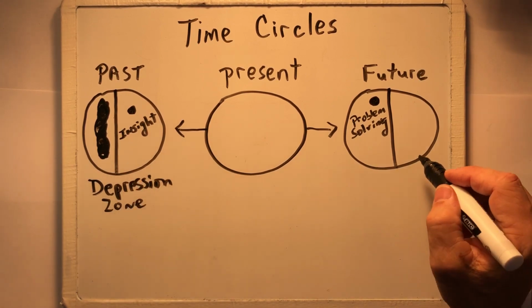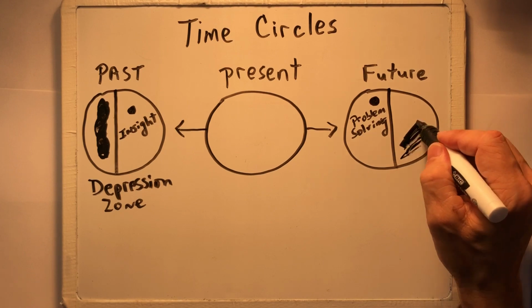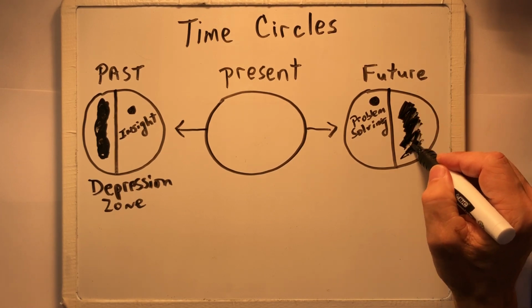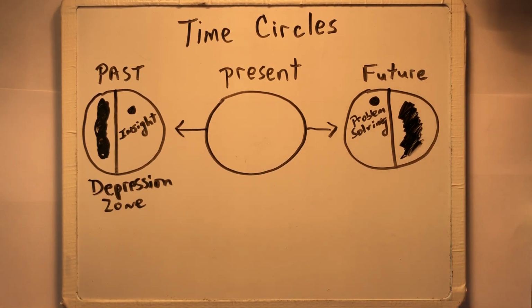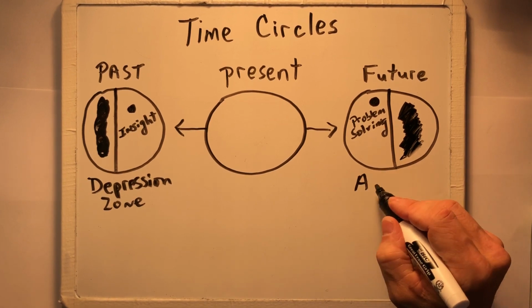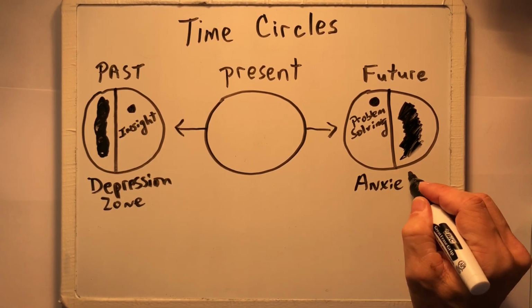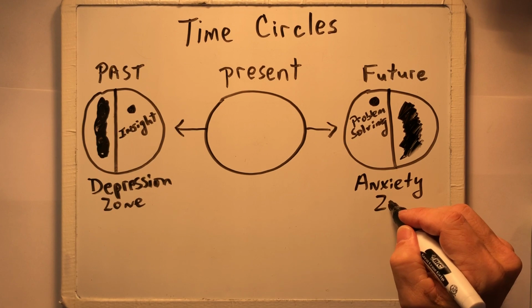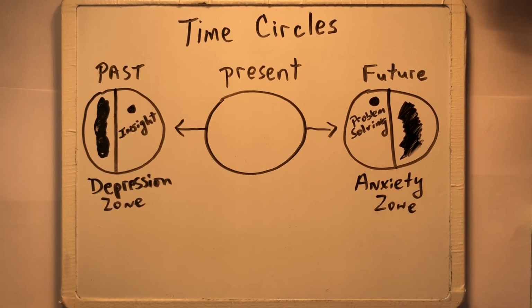In a similar way, we may go far out into our future. We may really begin to worry about something happening to us years from now or something happening to a loved one. And we may find ourselves preoccupied with this and not engaging in the present moment. So thinking about the future may become an anxiety zone. We tend to function best when we can focus on the present.